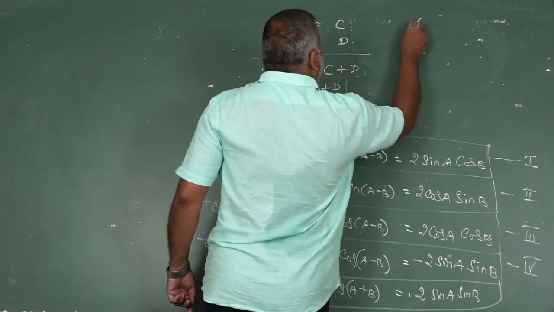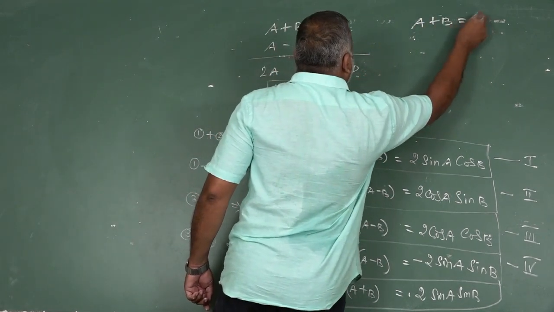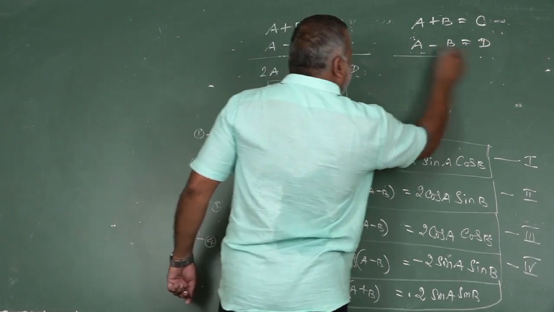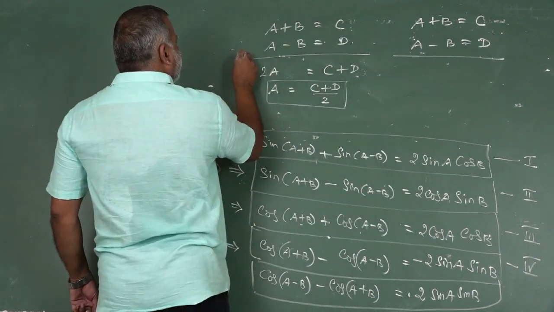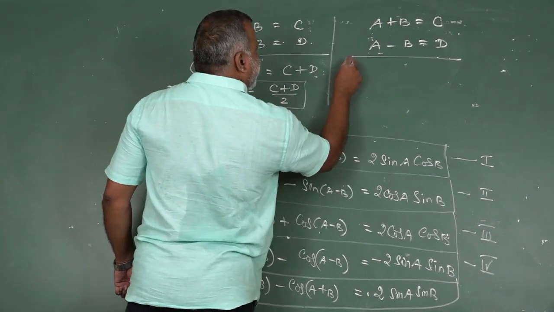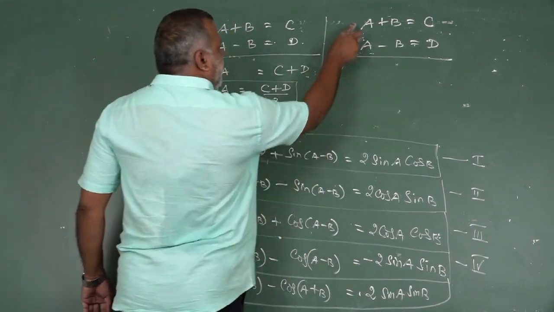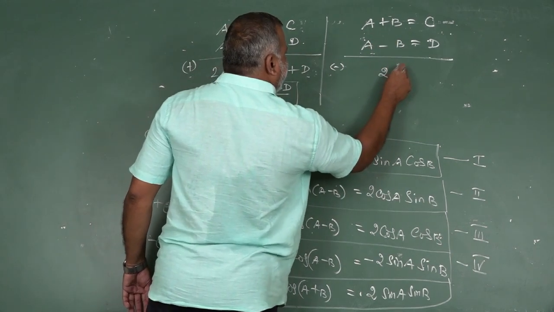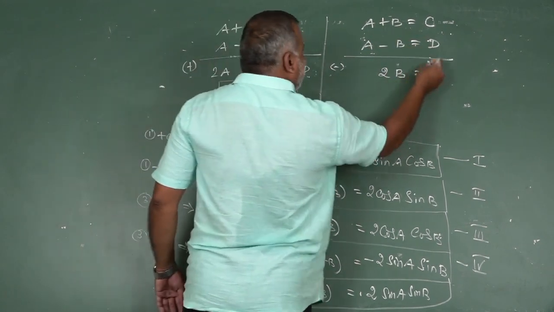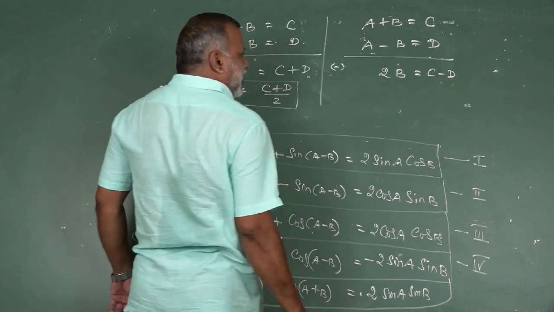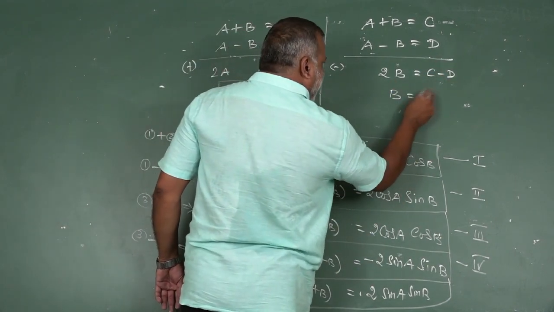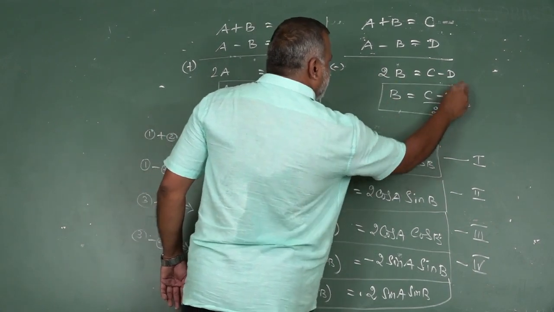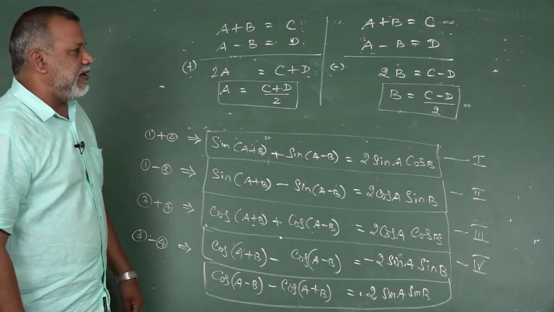In the same way, listen, A plus B equal to C, A minus B equal to D. Now subtracting. Subtraction means A minus A will be removed. B minus of minus, we get 2B positive. On the RHS, subtraction means we get C minus D. From that, B equal to C minus D divided by 2.